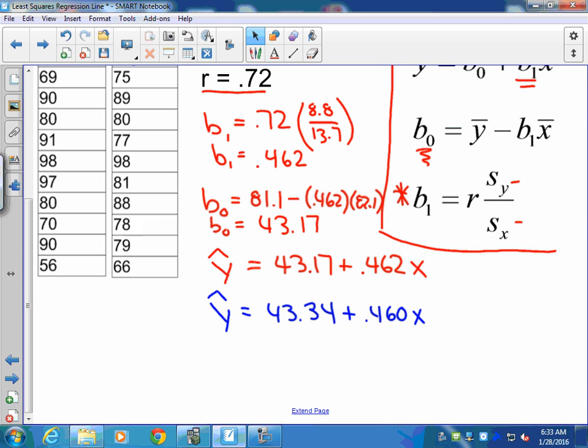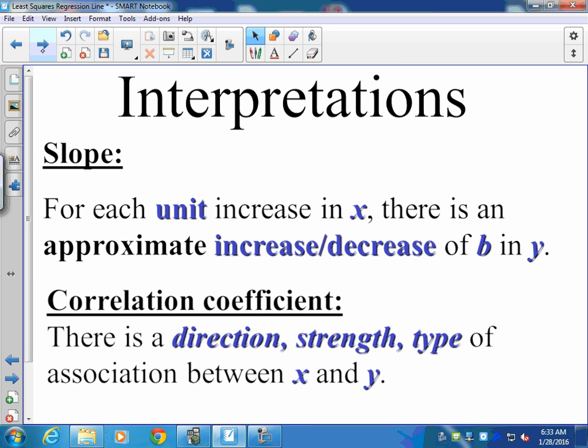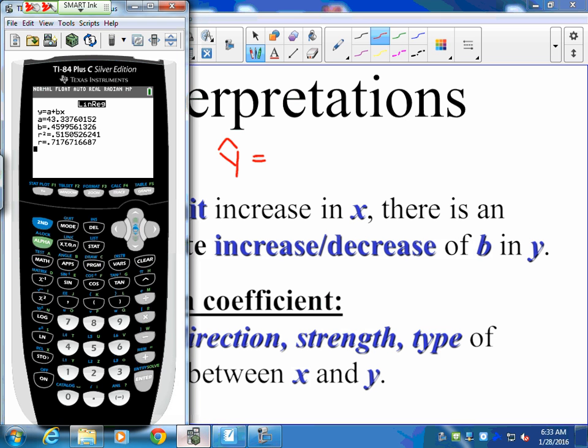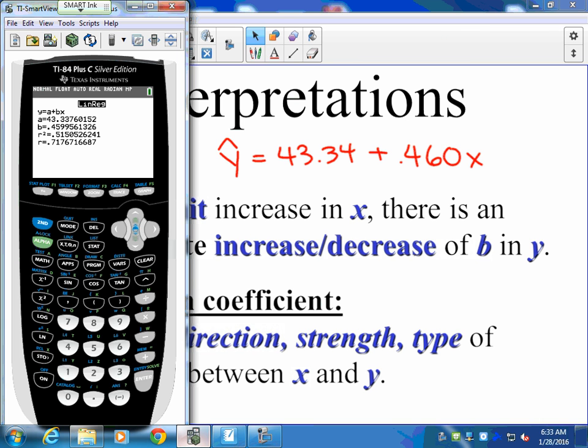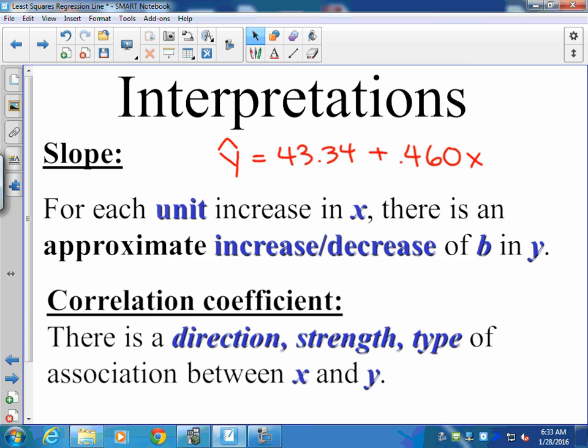Okay, so now let's start talking about this line equation and talk about the interpretations. Our line equation, and I'm going to use the one from the calculator, is y hat equals 43.34 plus 0.460x. So if we have this least squares regression equation, remember what the slope means.